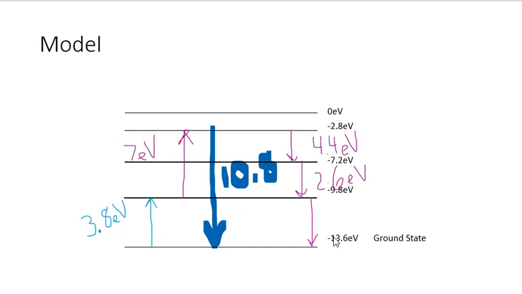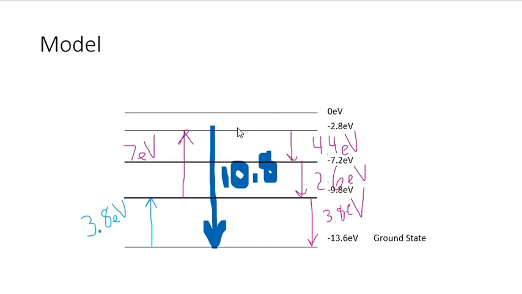And then it goes from negative 9.8 to negative 13.6. It would get another one, which would be 3.8 electron volts. That was an awful E. Let's pretend that was a good E. 3.8 electron volts. So these are 2 possibilities.